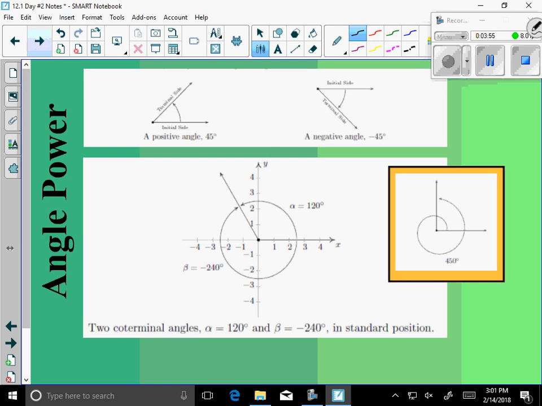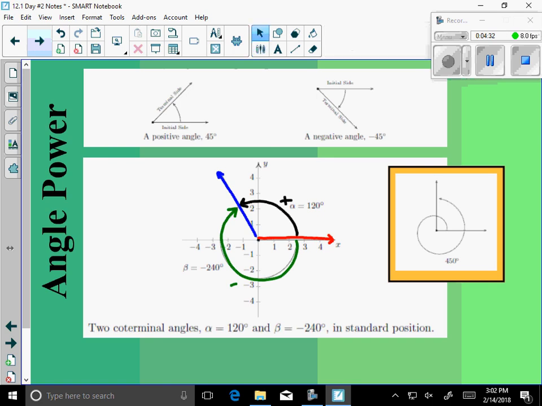New material. We're going to talk a little bit about standard position for angles. Standard position for angles, they always start, their initial side is on the x-axis. And then those standard angles are going to rotate to a terminal side. So this would be the terminal side where it finishes. Positive angles rotate counterclockwise. Negative angles rotate clockwise.